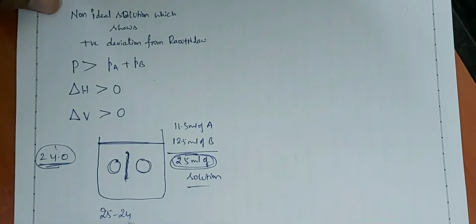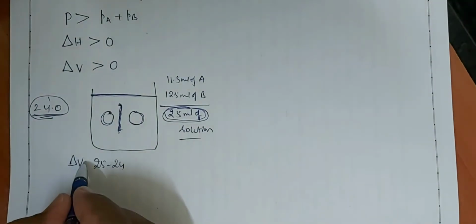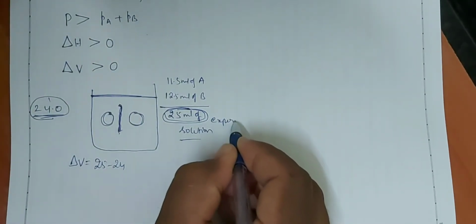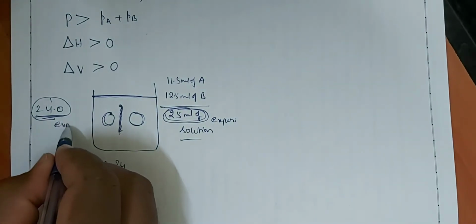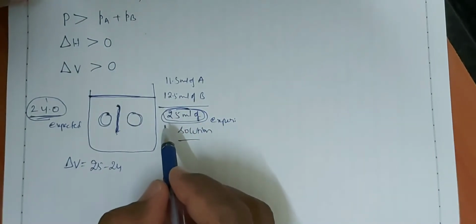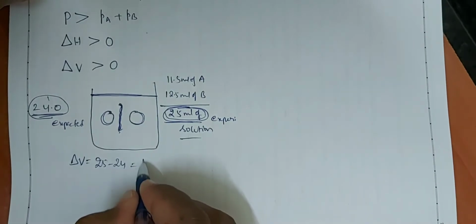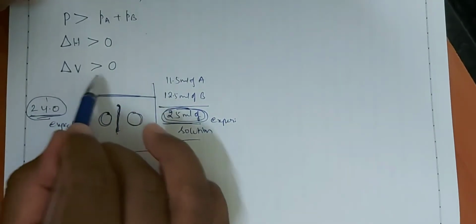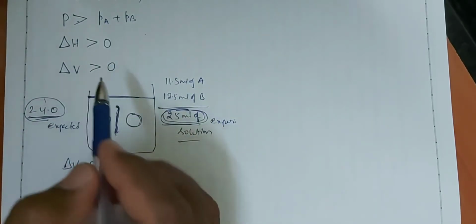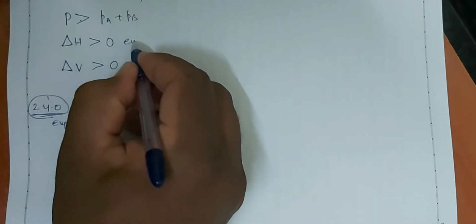25 minus 24 is called delta V. Delta V is equal to 25 minus 24. This is the experimental value, and this is the expected value. Because the molecules are moving away, unexpectedly it is showing 25 ml. 25 minus 24 is 1. 1 is greater than 0, that's why delta V is greater than 0. Just remember the greater than symbol for everything. Now coming to this, delta H is greater than 0, it is endothermic.